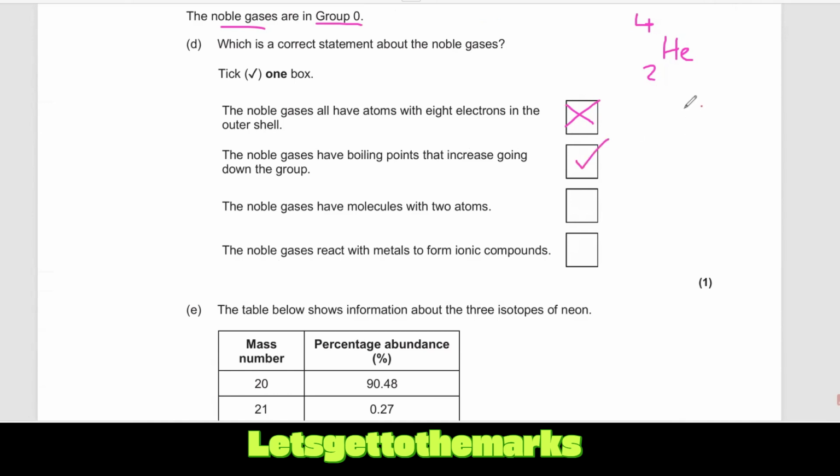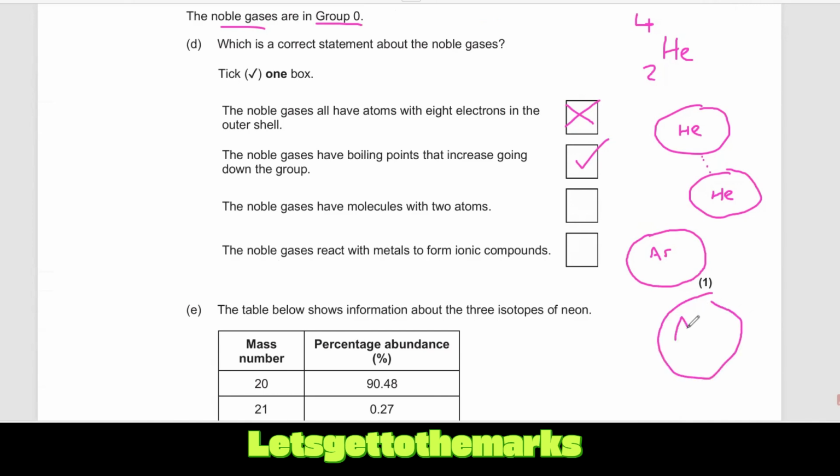Anyway, noble gases have boiling points that increase down the group. Now, this is true, and this is our correct answer. And why is that? Well, if you take 2 helium atoms, they have something between them called an intermolecular force, not a bond, because noble gases don't really form bonds easily, as they've got full outer shells. This dashed line represents a weak kind of intermolecular force, but these aren't molecules, so it's a weak interatomic force. So these are weak forces. The bigger the atom gets, say we looked at argon, which is further down the group, with a bigger mass number, it is going to have stronger forces, and that is why the boiling point increases.